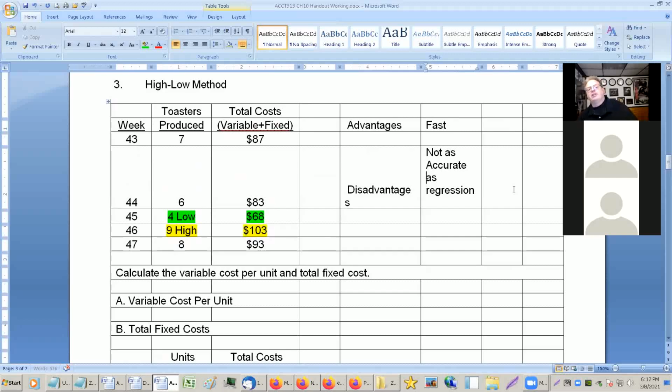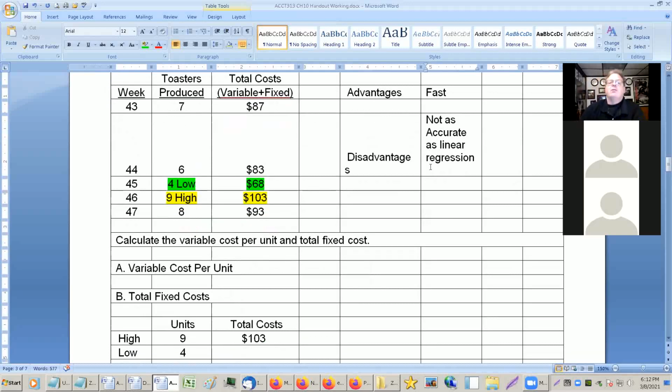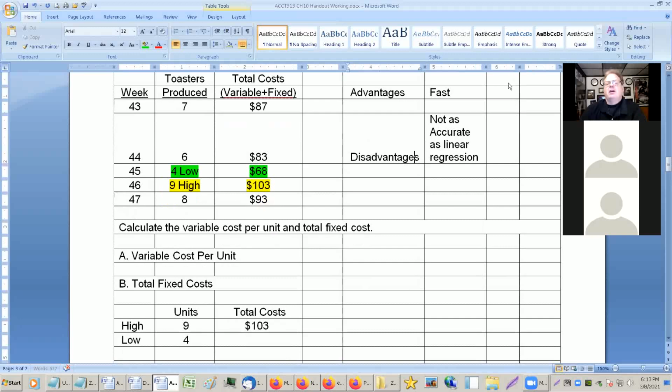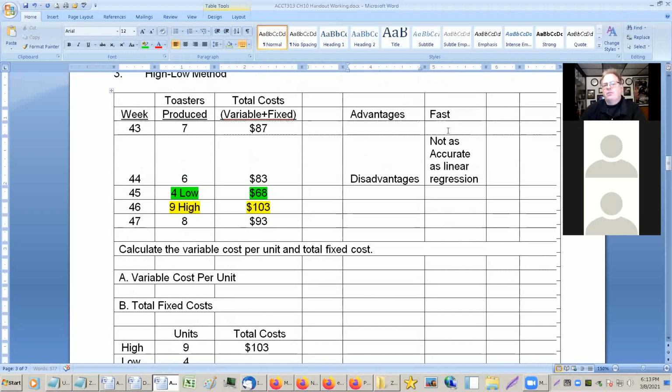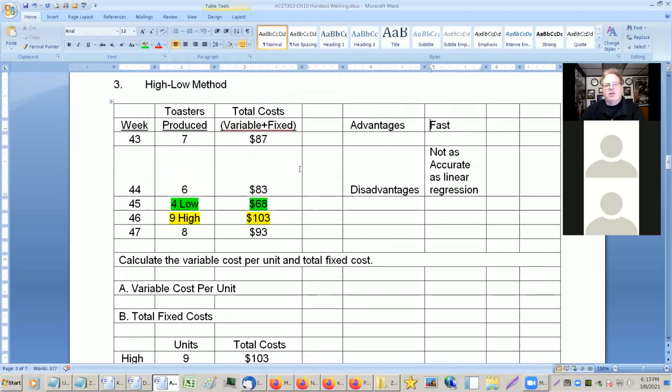I said linear regression. So no, it's not the best one, but it does have its advantages, and the advantages being that it's fast. You don't even have to have complete data really to do it. Whatever data you have, take the highest and the lowest and go, and that's it. The disadvantages though are this, and that is that it's not as accurate as linear regression.